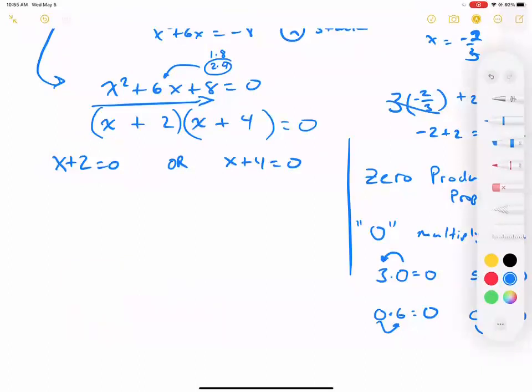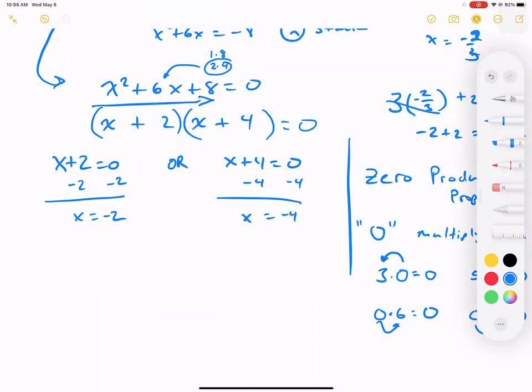Now look at the left problem. Let me ask you, how difficult is it to solve for x in that problem? What's the only step I need to solve for there? I need to get rid of the 2. How do I get rid of a plus 2? We minus 2 from both sides. x is equal to negative 2. Looking at the right problem, how do I solve for x plus 4? We minus 4 from both sides. x is equal to negative 4.